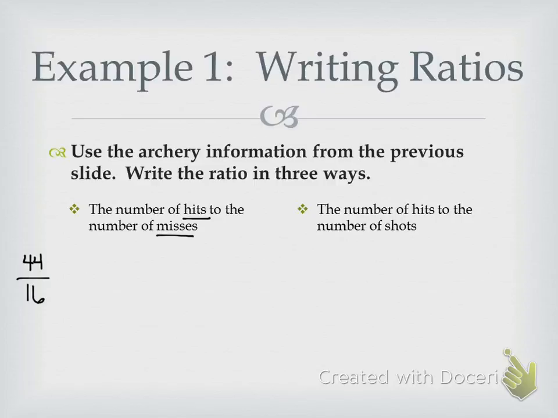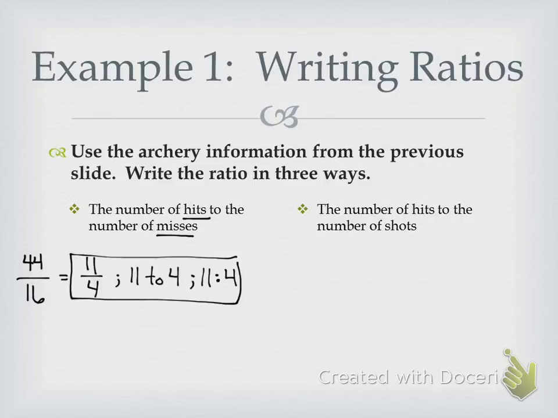You always want to write it as a fraction first, because can it be reduced? Can I reduce it? Yes. So I'm going to go ahead and reduce it to 11 over 4, and now I'm going to use that ratio to write it in two other ways. 11 to 4 and 11 with a colon between the 4. And there's my three ways that I could write the ratio.